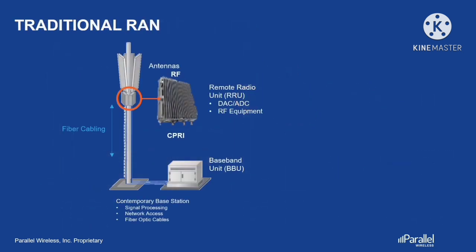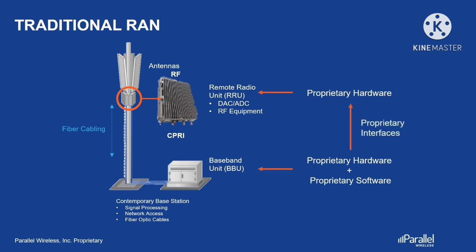Looking at traditional RAN with a contemporary base station as an example, the RRH is always proprietary hardware. The BBU is proprietary software running on proprietary hardware. And finally, the interfaces between the BBU and RRU are proprietary. The most popular protocol in use on fronthaul is CPRI, which is vendor-specific.